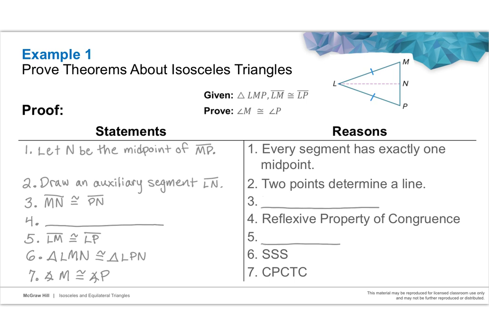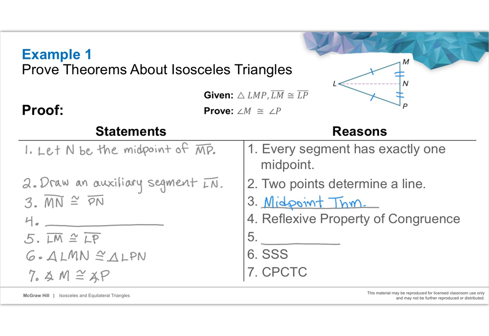So pick up with me at statement 3 here. We're told, because it's the midpoint, that MN is congruent to PN. Let's go ahead and add those tick marks. And of course, that is just the midpoint theorem that gets us there, that the smaller parts of the segment on either side of the midpoint are congruent.